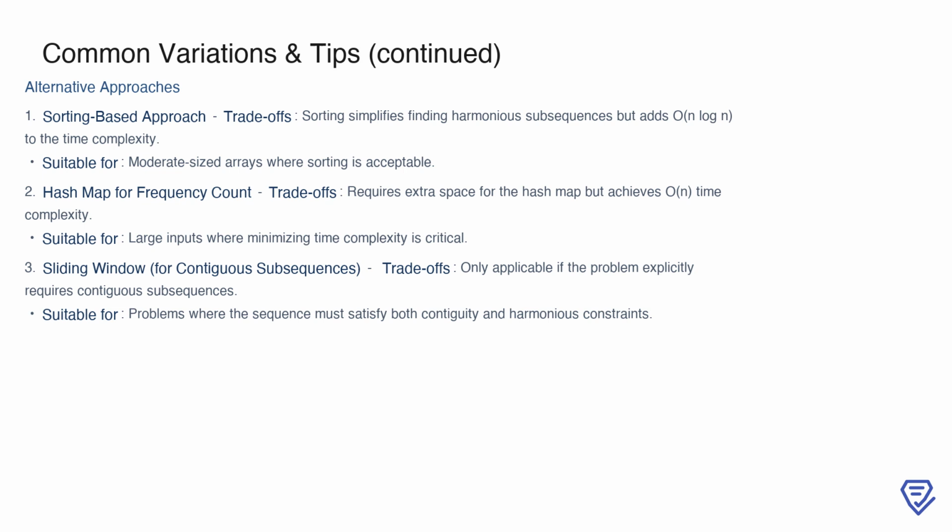Another approach involves using a hash map to store frequency counts. This method is highly efficient, achieving O(n) time complexity, but it requires additional space to store the hash map. It's particularly well-suited for large inputs where minimizing runtime is critical. Lastly, there's the sliding window technique, which applies only if the problem explicitly requires contiguous subsequences. While this is less common in harmonious subsequence problems, it's worth considering when the constraints demand both contiguity and harmonious conditions. Each approach has its own strengths and limitations, so understanding the problem requirements is key to selecting the most effective method.